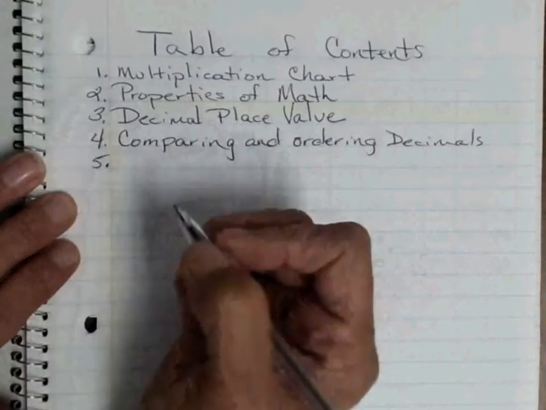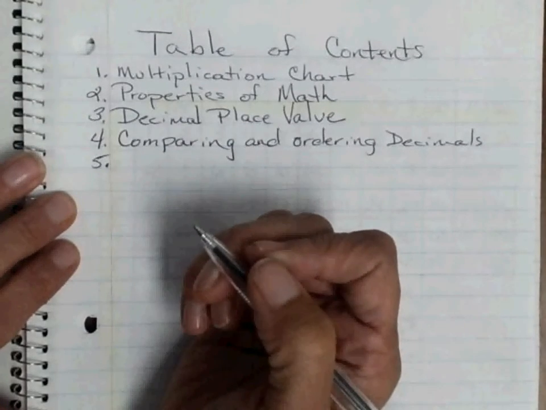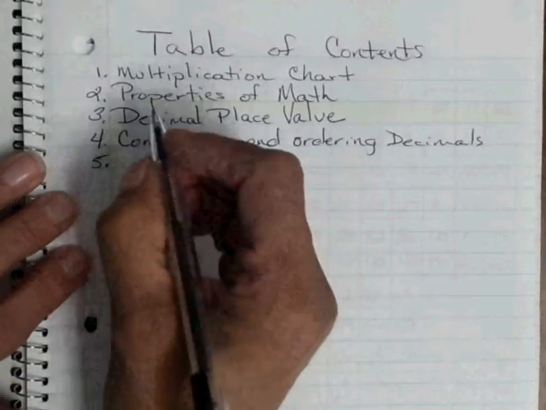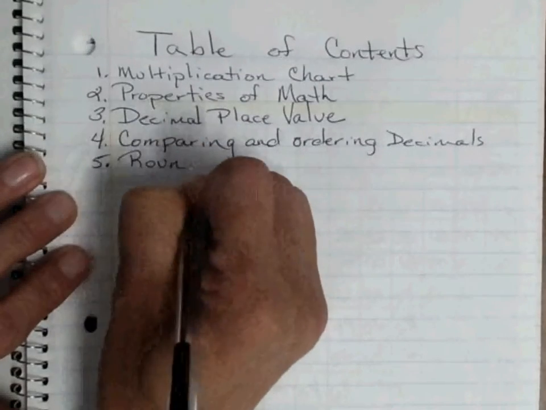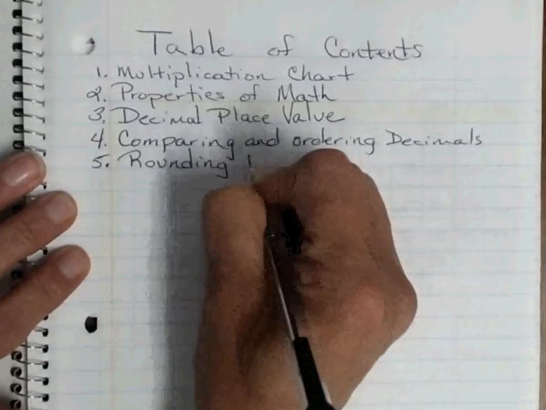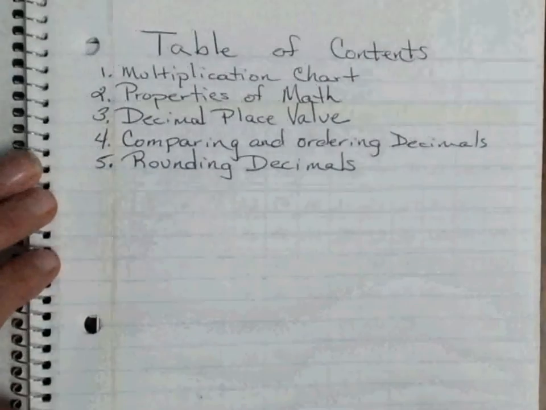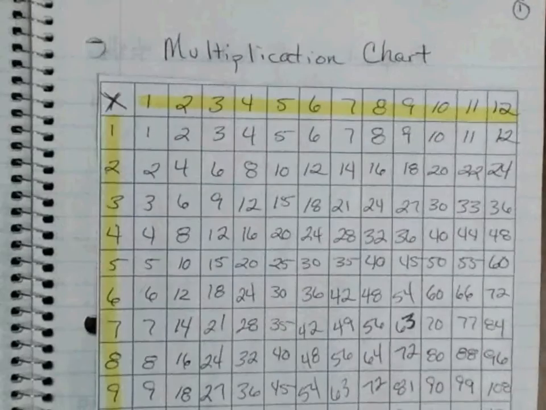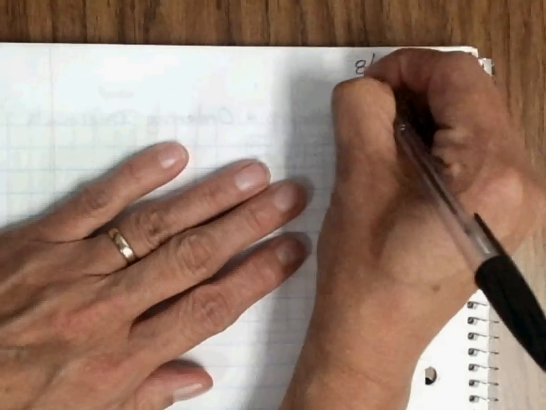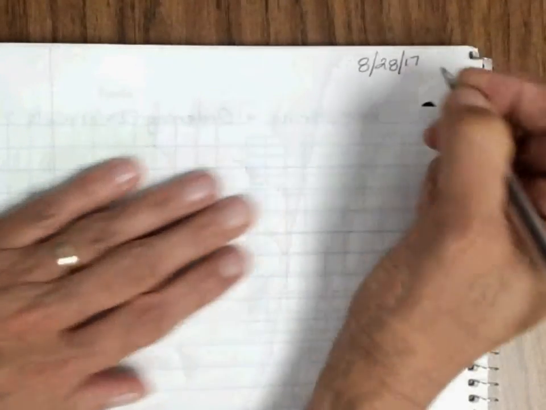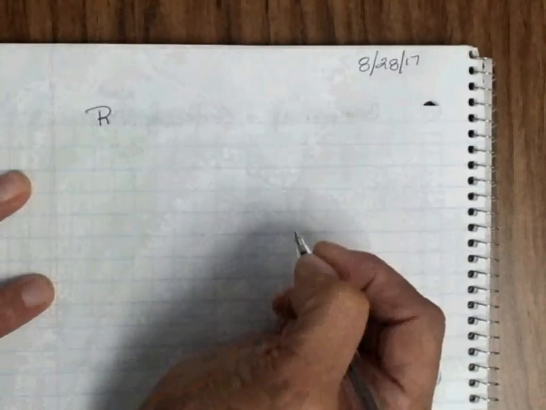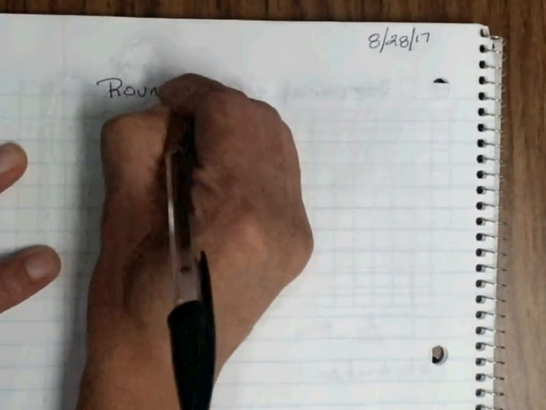Open your journal up to the table of contents, write down number 5, and we're going to call it rounding decimals. Then flip to the next available page and let's date that. It's the 28th. And our title is Rounding Decimals.